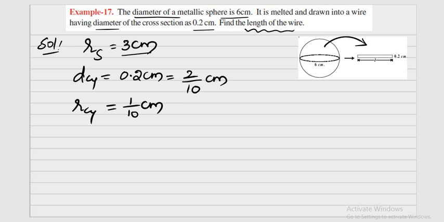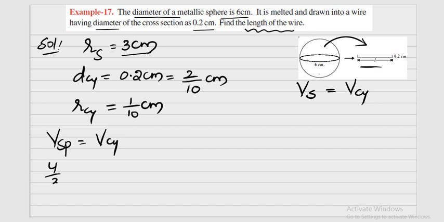Here the wire lies horizontally, right? That's why we are calling it length. If it is taken vertically, then we call it height. Now this particular shape is being converted into this, that means a direct conversion. So what can I say? Volume of sphere is equal to volume of cylinder.